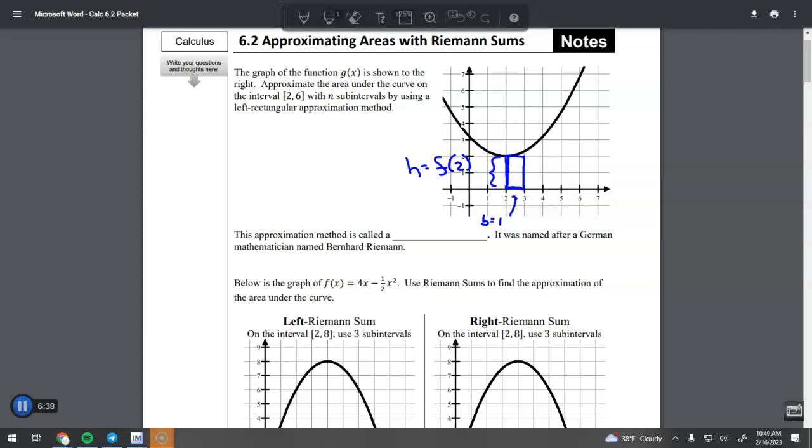If I were doing the right hand method, the base would still be 1, but my height would be based on f of 3, because I would go to the right hand side and draw it that way. So it definitely matters left or right. If I keep going, next base is still 1. My height is going to be based on whatever the height is at the left-hand endpoint. So between 3 and 4, 3 is on the left. So I go up to the graph and I pretend that's the height the entire time, and that point is f of 3.